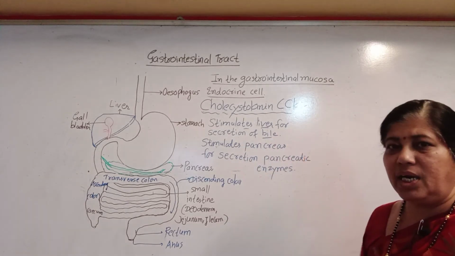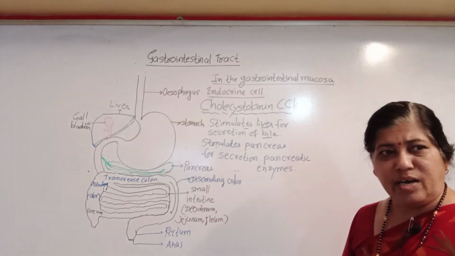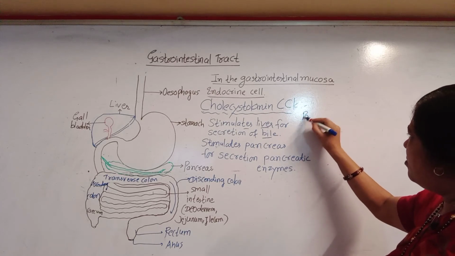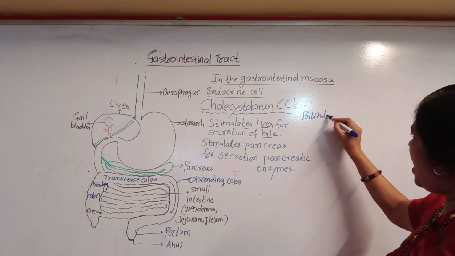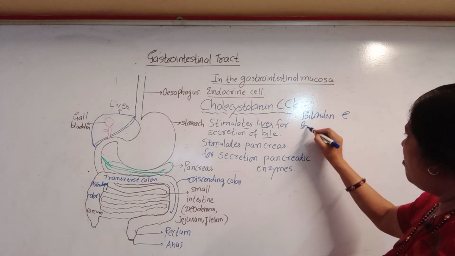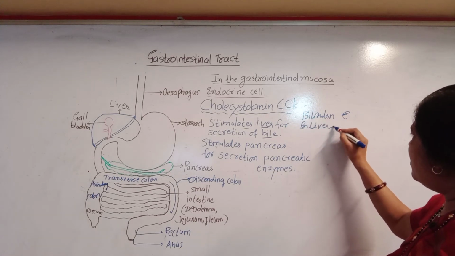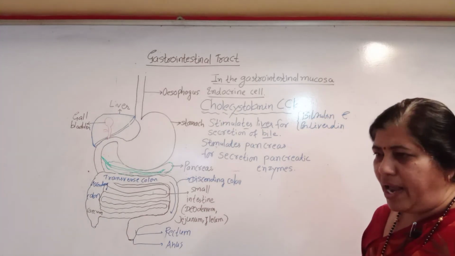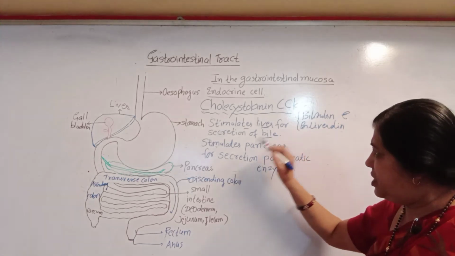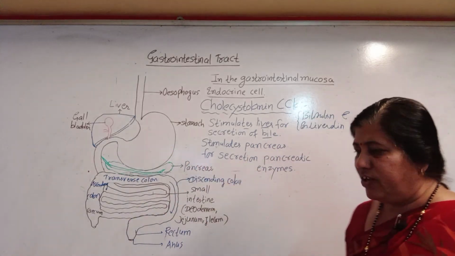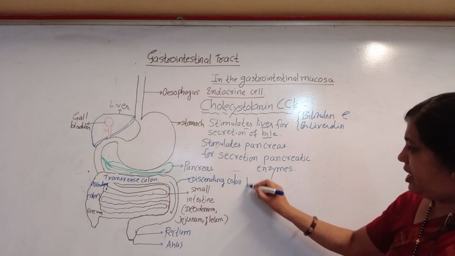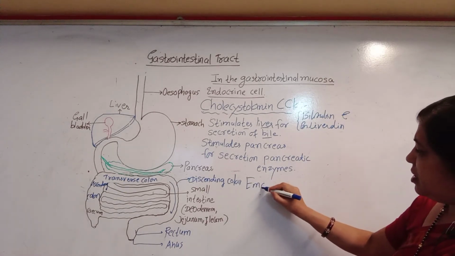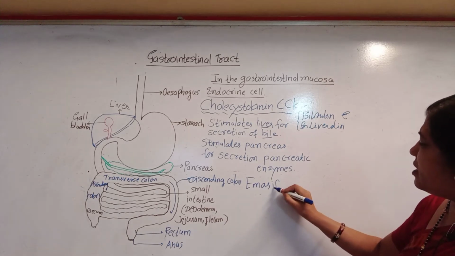Bile juice is secreted by liver, and bile juice contains two pigments, that is bilirubin and biliverdin. So these are two pigments which are present in the bile juice. Bile juice is secreted by liver, and the function of bile juice is emulsification of fat. What is the function of bile juice? Emulsification of fat.